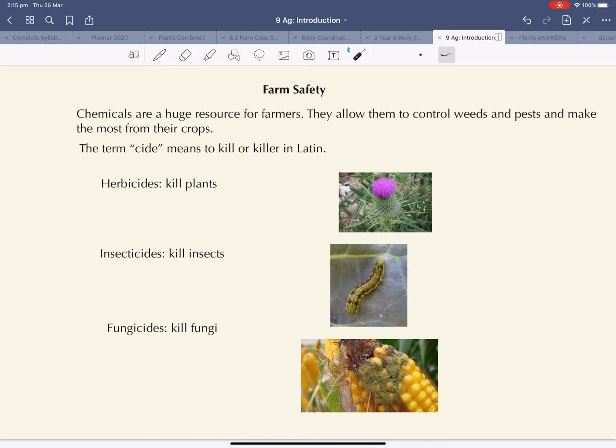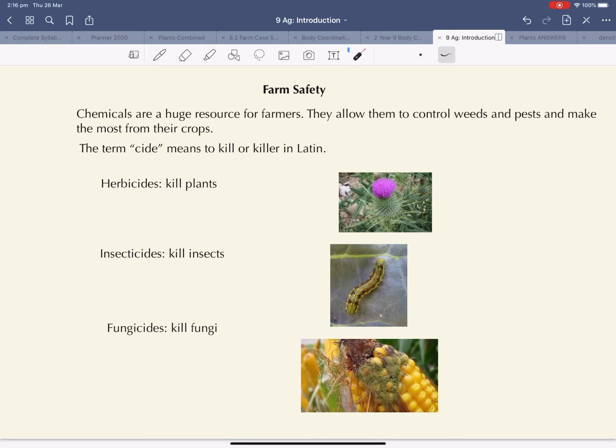Today's little focus is going to be on sprays and chemicals that we use regularly on farms. So that's going to be our focus. We'll look at some other stuff at a later time. The first thing that we look at are pesticides.